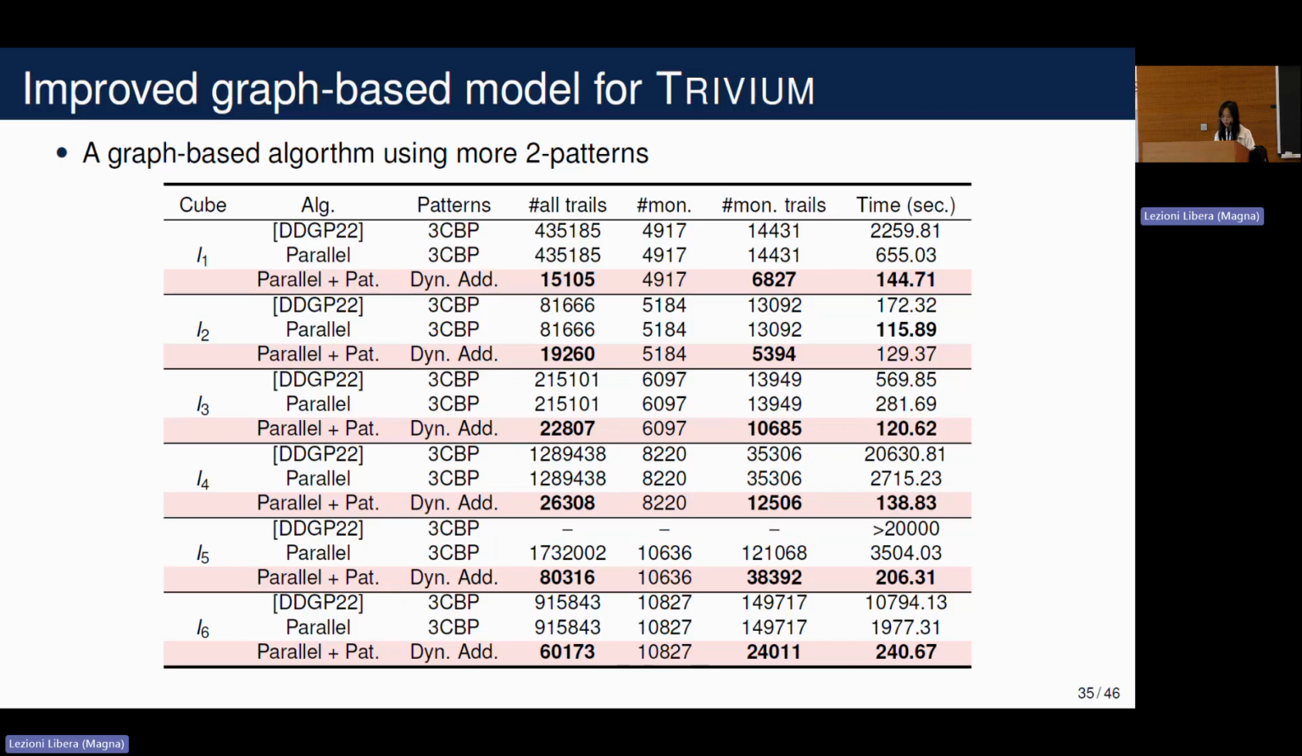We think it is because we have much fewer trails, and we think this is because we do much fewer useless computations, and this is our main result.